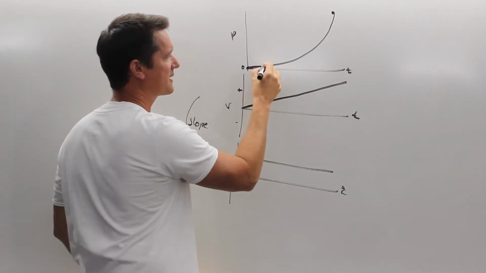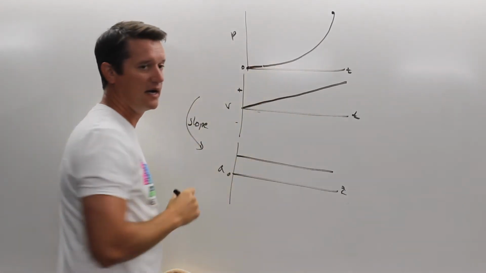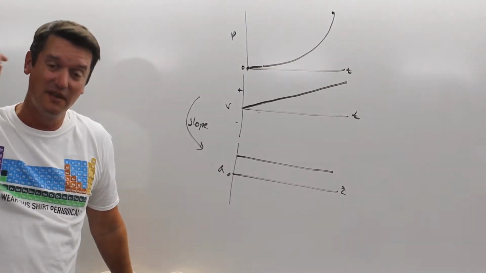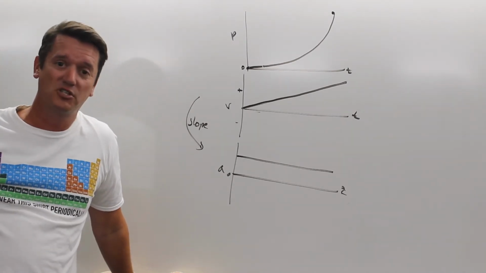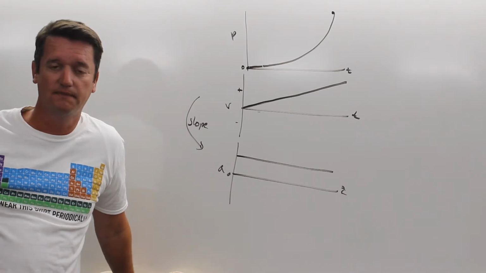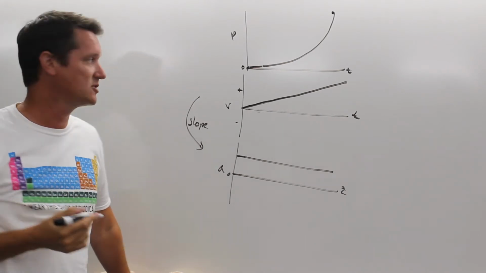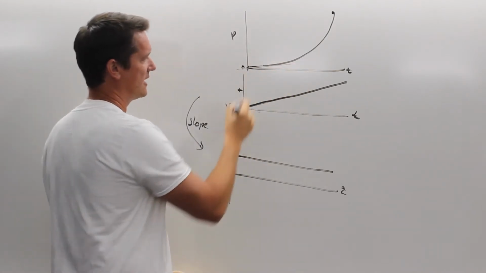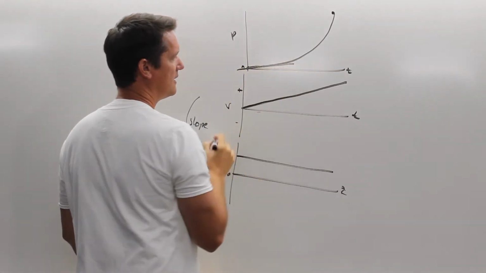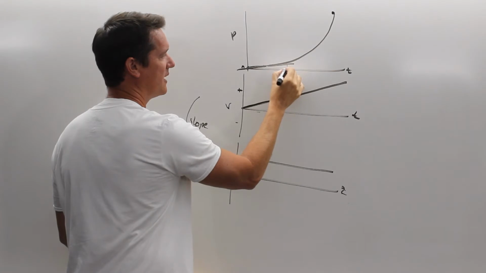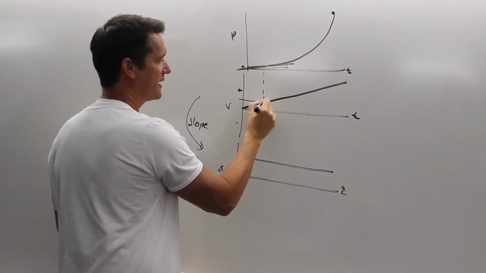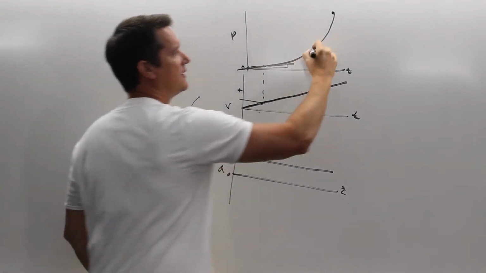So if we actually pick a point here, let's say right here, I don't know how to find the slope of a curved line. That's actually really hard. But I can find the slope of a straight line using rise over run. So what we do is we actually draw a tangent line. So if I pick a point right here and I draw kind of a tangent line to that point, I can find the rise over run for that tangent line. That's going to give me this point right here on the graph.